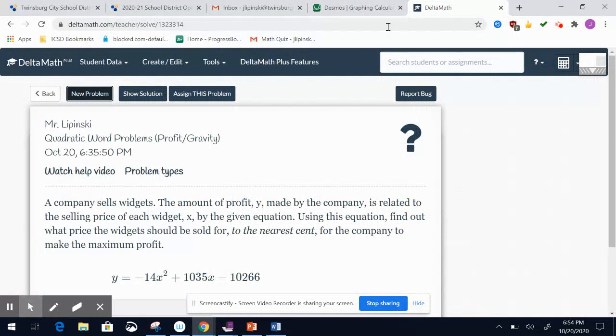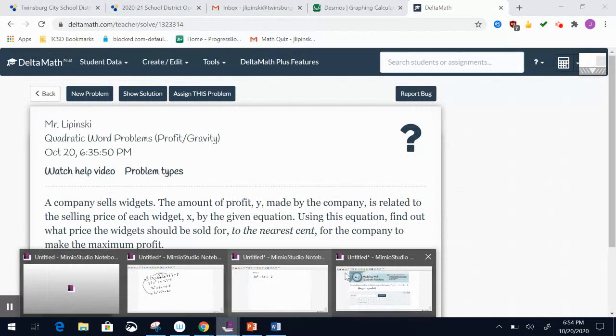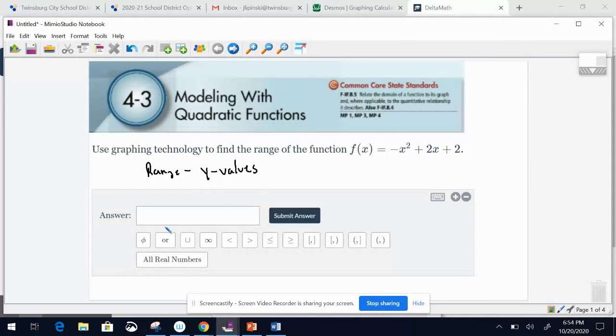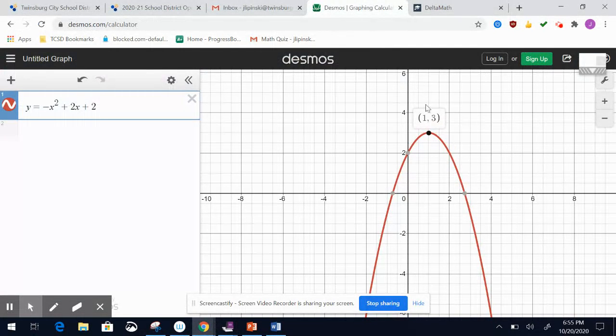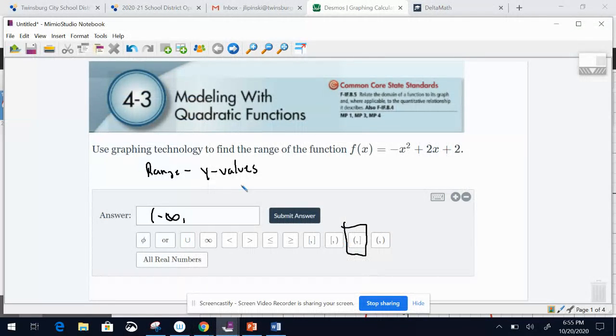So if we go back to the problem that we were doing, it's going to have you type in one of these boxes. Well, again, we would use this box right here because negative infinity is never included. So it'd be negative infinity, and then it ends at the y value, which is 3, and that would have a bracket around it. Okay, and that's the answer you would put in there for the range.